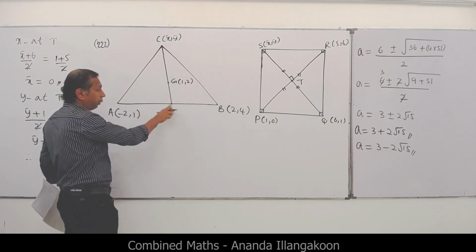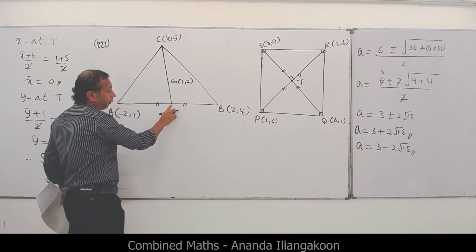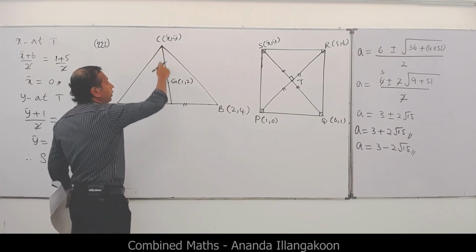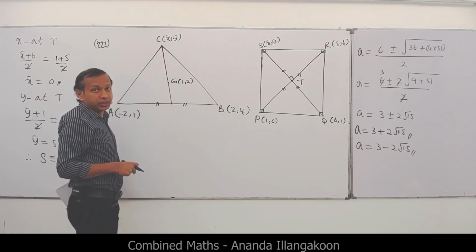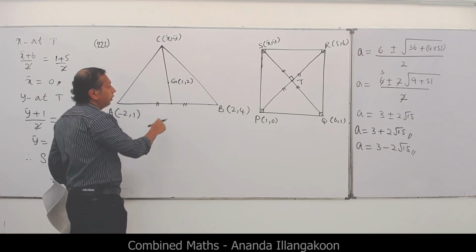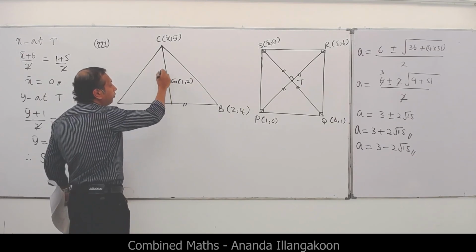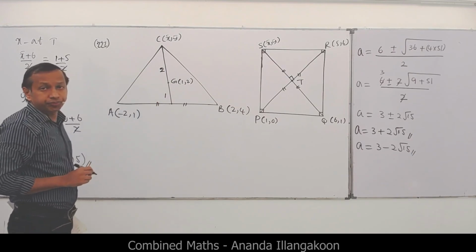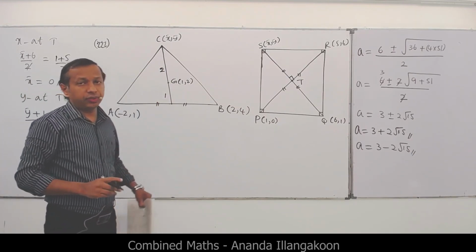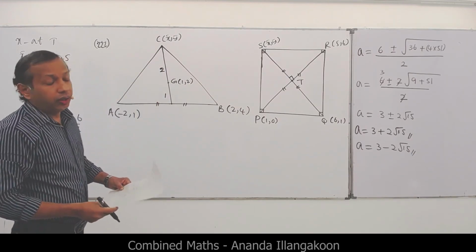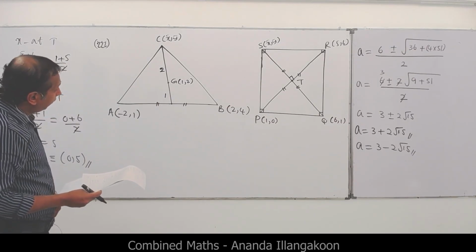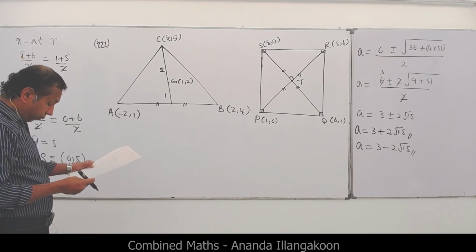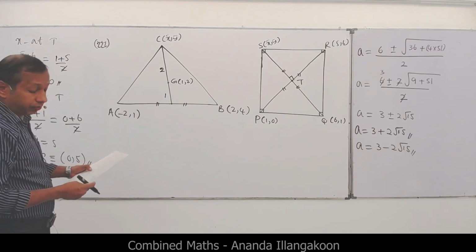Centroid means, this is the midpoint of AB. This midpoint of AB we join to the vertex C. Then this line is called the median. In the median, this G divides the median in the ratio 2:1. Such a point only we define as the centroid. So we are given the centroid has the coordinates (1, 2). Then we are asked to find the coordinates of C, x bar, y bar.